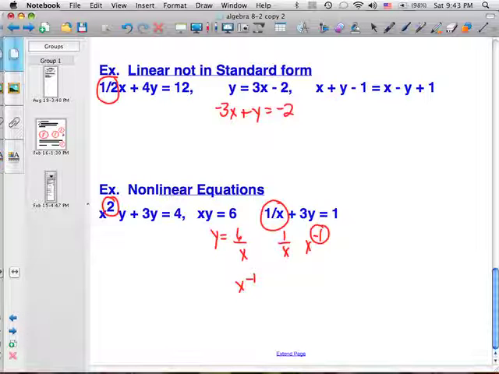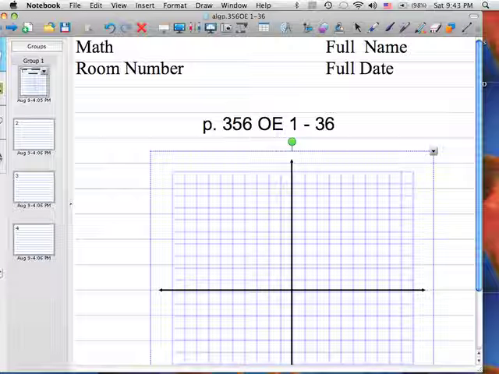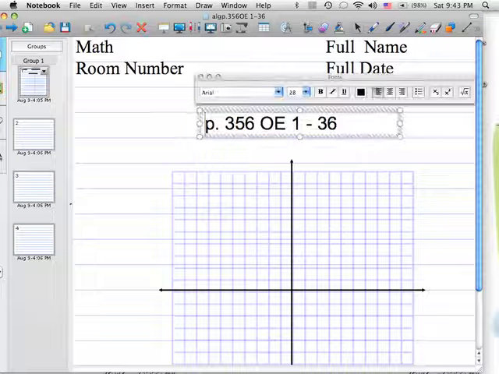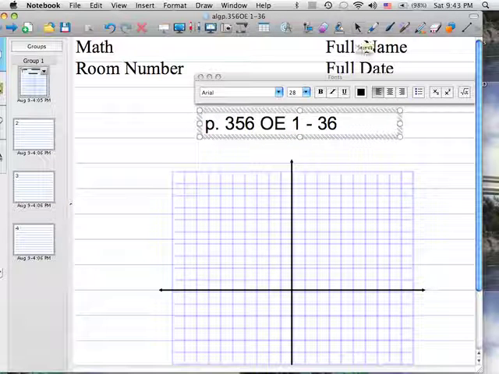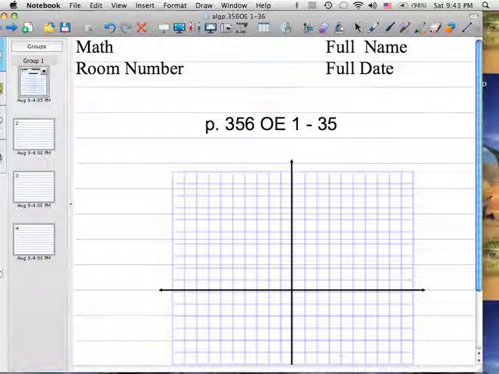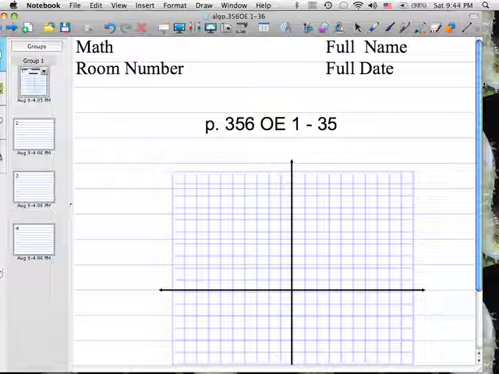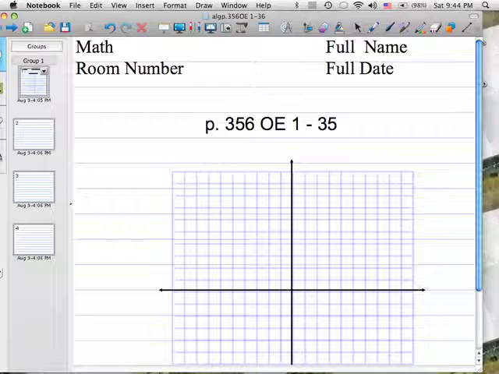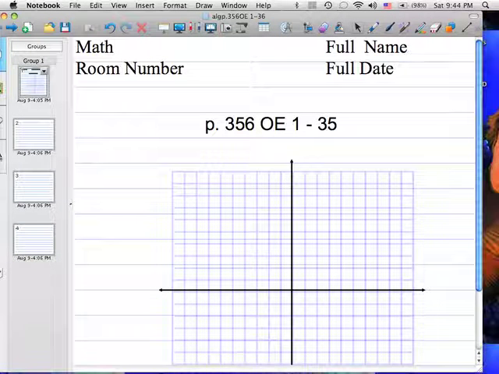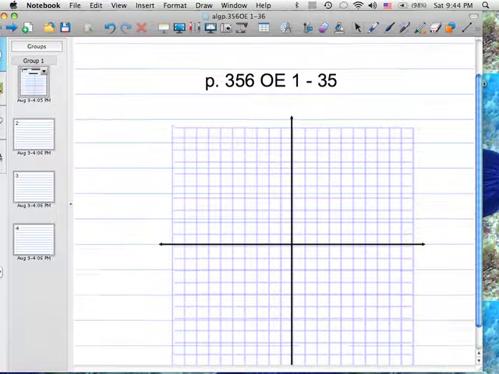Keeping that in mind, we're ready to solve your problems on page 356, oral exercises 1 to 30, actually it's 1 to 35. So the directions on page 356, we're supposed to refer to the coordinate plane on page 356 to do 1 through 20. And they want you to name the point that is the graph of each ordered pair. So if we go ahead and plot them here, and then you can look at the coordinate plane in the book and find the correct letter.